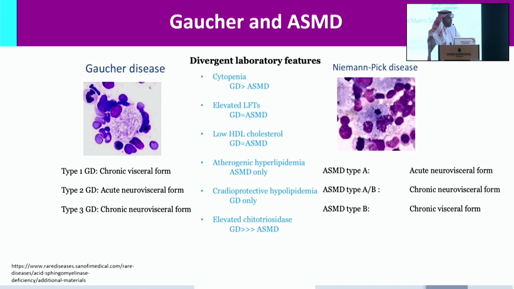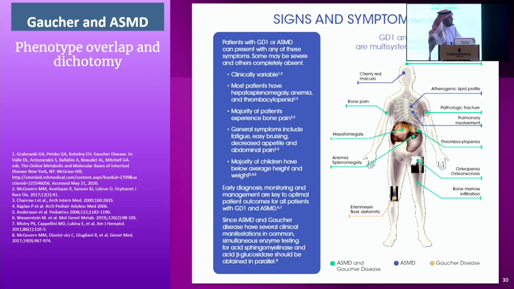Laboratory cytopenia is more in Gaucher than ASMD. High liver enzymes can be found in both. Low HDL cholesterol is also found in both. Hyperlipidemia is found in ASMD, and cardioprotective hypolipidemia in Gaucher disease. And this picture summarizes the clinical signs and symptoms, the similarity and difference between ASMD and Gaucher disease.